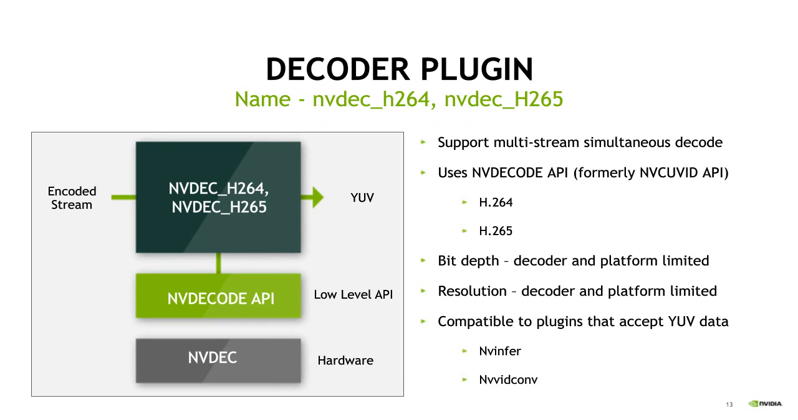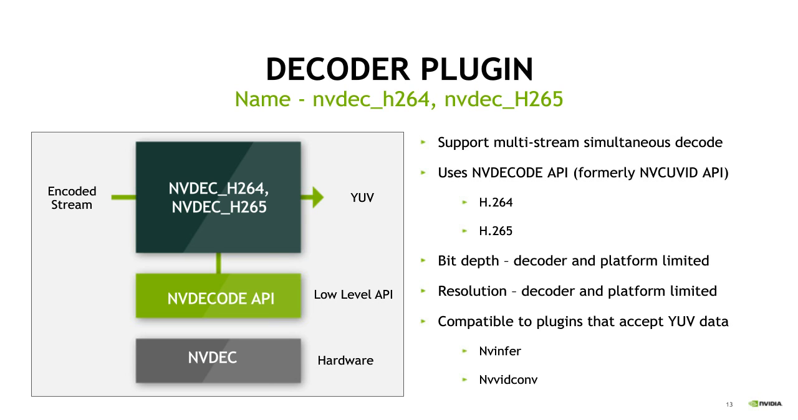IP cameras are one of the more commonly installed cameras in various use cases due to their relatively low-cost cabling, long-distance transmission, and bandwidth efficiency. In order to handle these compressed video streams, we built a capable decoder plugin that can support multiple streams simultaneously for two of the more popular codecs, H.264 and H.265. Both bit depth and resolution will depend on the platform and its underlying hardware capabilities. This plugin can be connected to other plugins that accept YUV data, such as the inferencing and video conversion blocks.